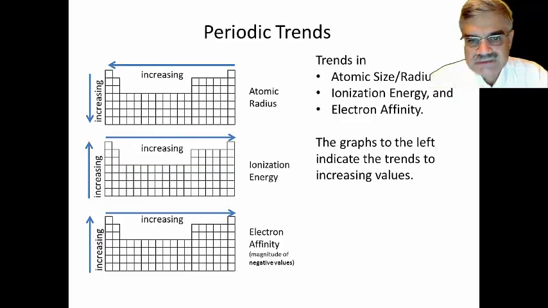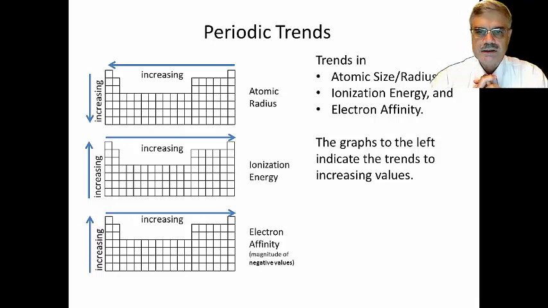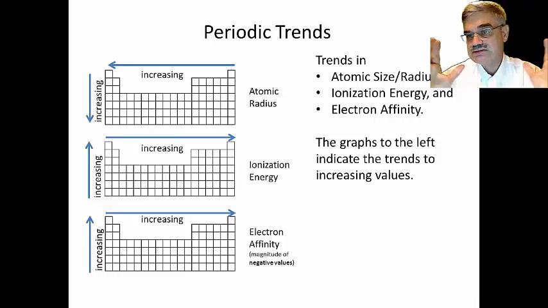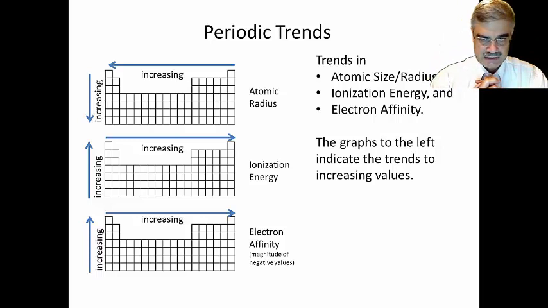Okay, so in this lecture, we're going to talk about periodic trends of the elements, and we're going to talk about three important periodic trends, and those are the size, or the atomic radius of the atoms of the elements, what is called ionization energy, and what is called electron affinity.